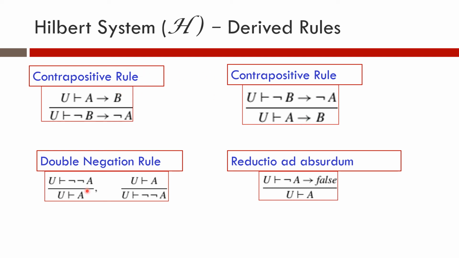Then we have the double negation rule. That is, if it is provable that negation of negation A is provable, then we can infer A, or we can prove A. And if we can prove A, we can also prove negation of negation A. That is the double negation rule. Then we have the rule reductio ad absurdum, which says negation A implies false. With that, we can prove A. So those are some of the derived rules in Hilbert.